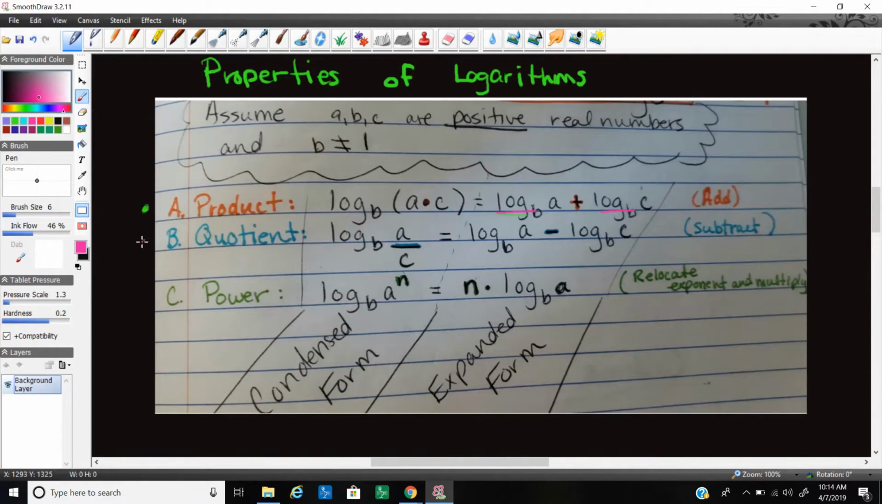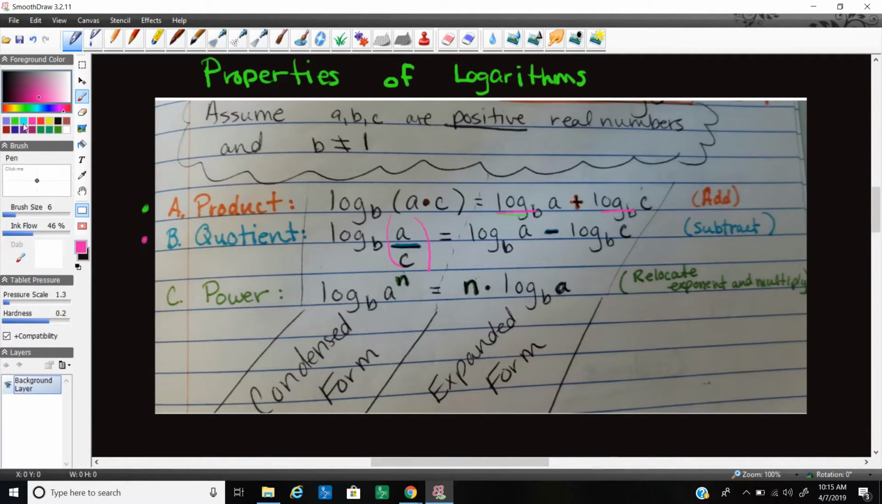The second one, letter B, is our quotient rule. So this one tells us that if we're dividing, and this may or may not be in parentheses, okay? If we're dividing terms, we can expand that by subtraction. And again, this goes back to our exponent rules where when you're dividing exponents with the same base, you actually subtract the powers, okay? So same concept here, because remember that logs and exponents are related.